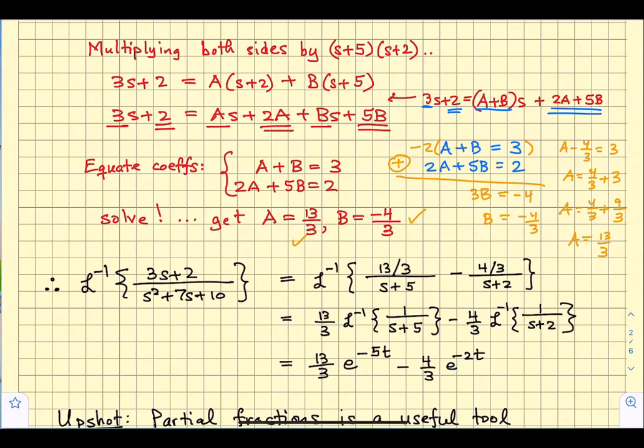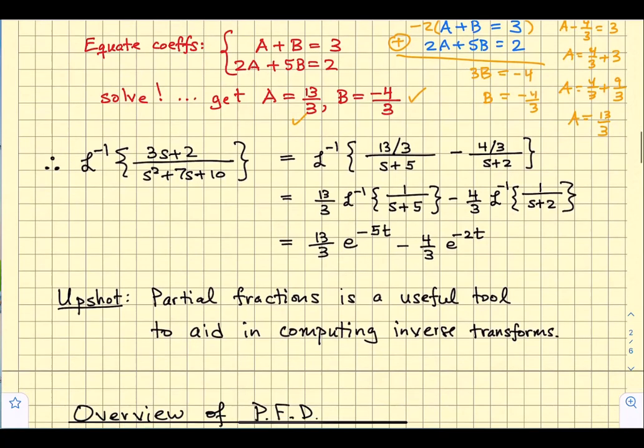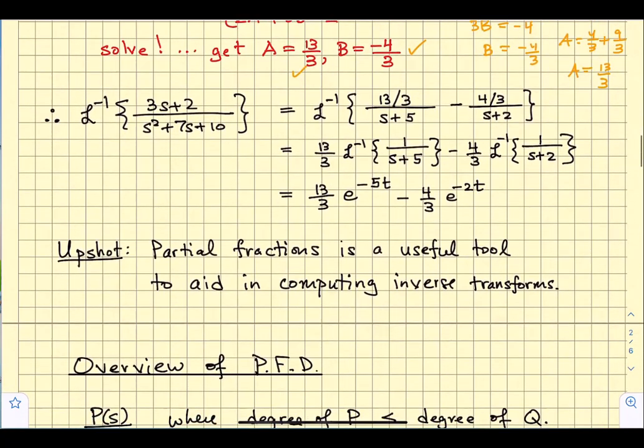So notice we used partial fractions and some algebra to rewrite a complicated form into a decomposition of simpler forms which were easier to attack with inverse Laplace transforms. This is exactly what you did in Calculus 2 when you wanted to integrate something like this. You split it into a partial fraction decomposition, and the idea is that integrating this complicated thing is being replaced by integrating two simpler things. So the same idea is taking place here. Partial fractions is a very useful tool to aid in computing inverse Laplace transforms.